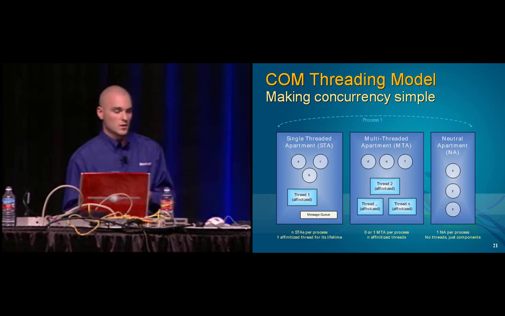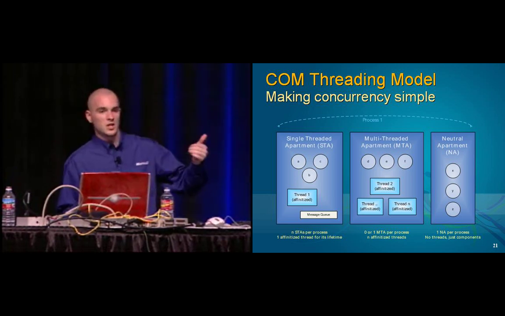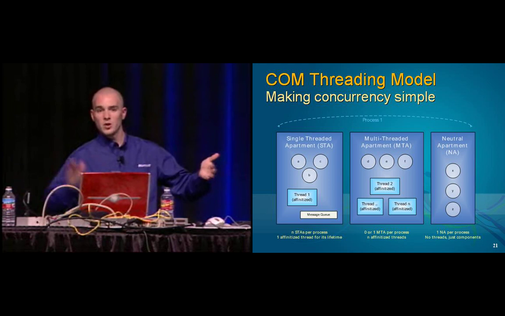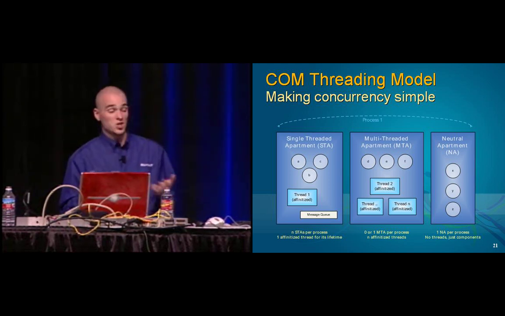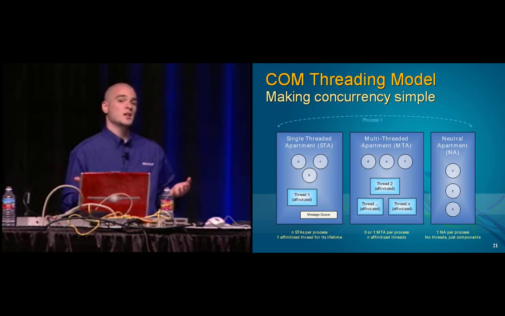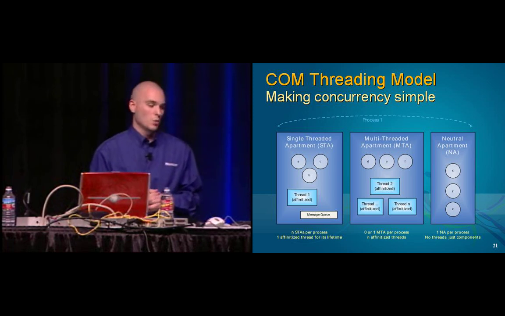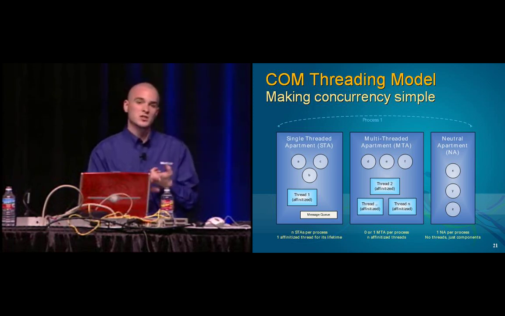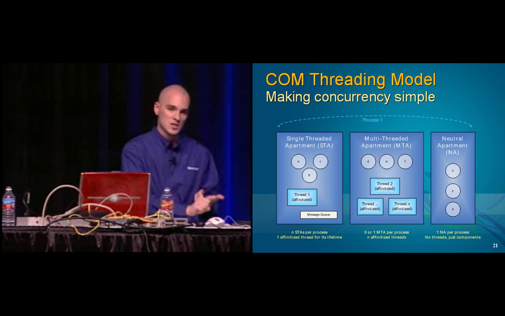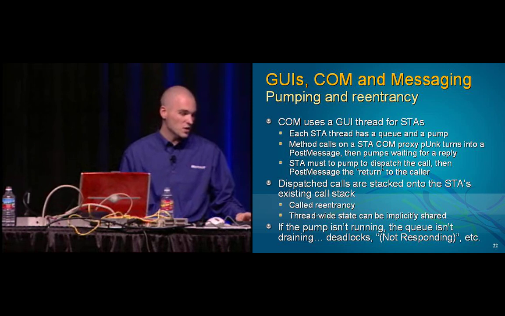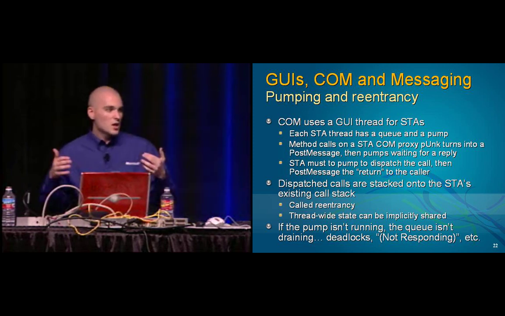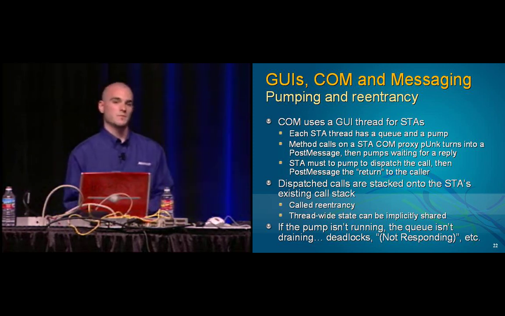So you might consider the scenario where a component on an MTA needs to execute some code or touch a component on the STA. As we've already established, a thread in an MTA cannot touch a component in an STA. So what is it to do? Well, it actually has to transition onto the STA thread. And how does it do this? You may have guessed it thus far. It uses a GUI thread.